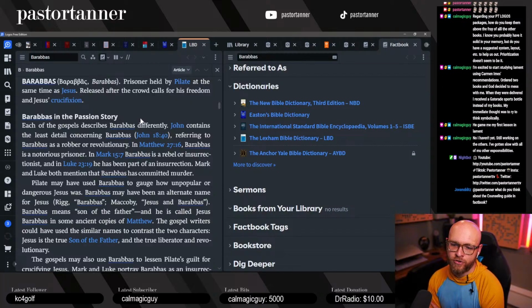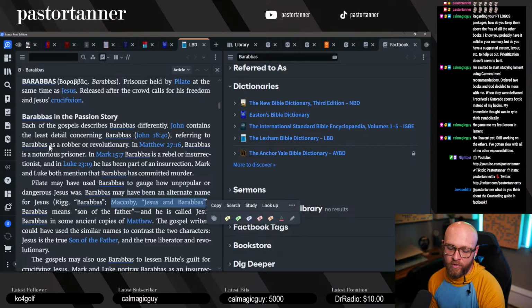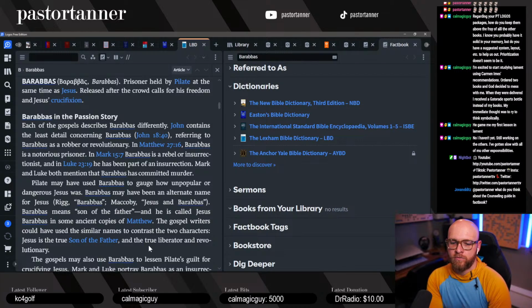Barabbas may have been an alternate name for Jesus. Barabbas, Maccabee, Jesus and Barabbas. So these are going to be really good articles to reference, perhaps. And again, we may not have those resources in this package, but those are definitely things that you would look up if you had more opportunity.